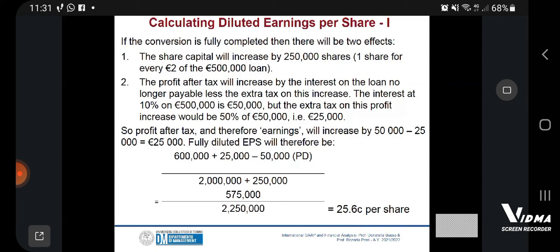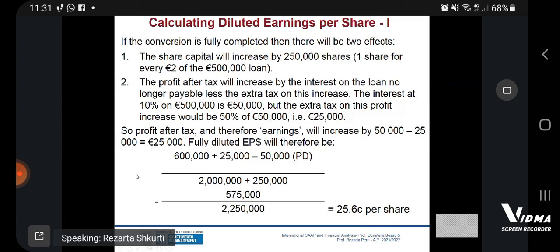Okay. So after we take into account for taxes, the previous earnings will increase by 25,000. That is the after-tax effect of increases in earnings because we are paying less interest on the loan stock. That is the amount of earnings will be 625 already. Of course, always deduct the preferred dividend. The preferred dividend is 50,000. This PD here is preferred dividend.